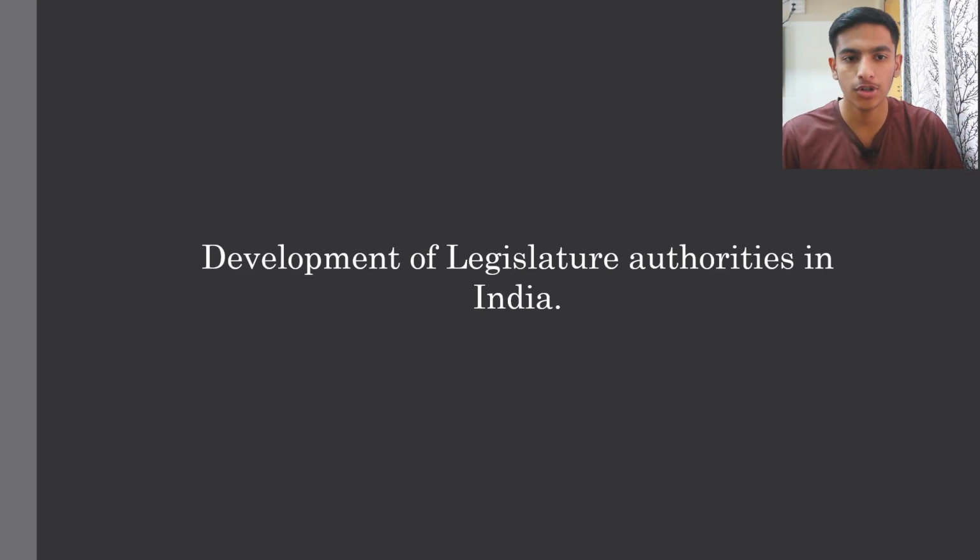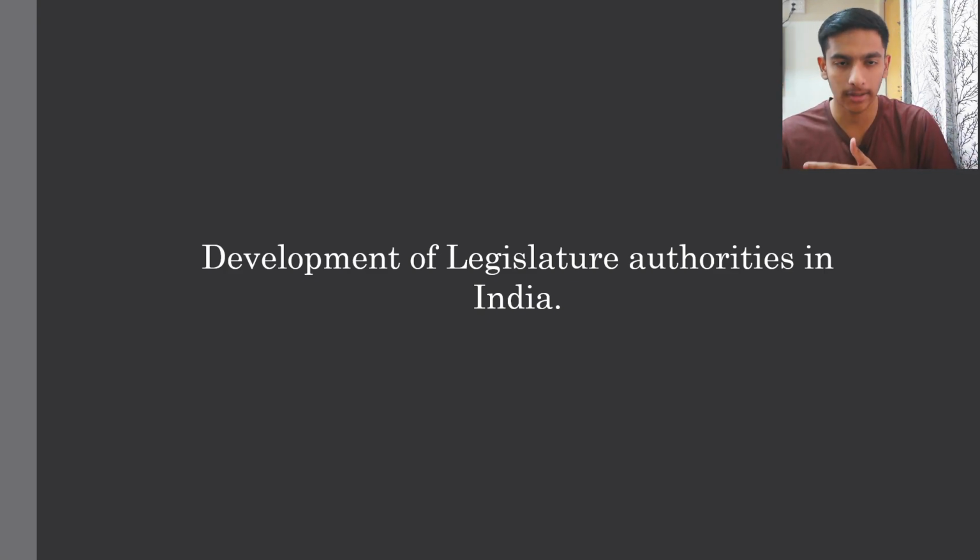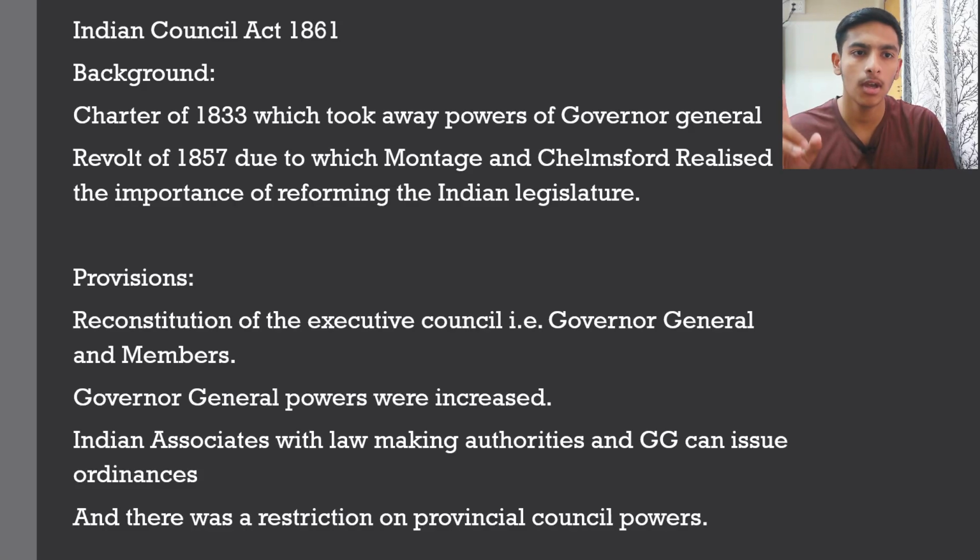In today's video we will be discussing in short the third unit of our constitutional development, the subject of second semester, that is, the development of legislative authorities in India, which includes many acts: the Indian Councils Acts, the Government of India Acts, and subsequently the Indian Independence Act of 1947. What were the developments during this course from 1861 till 1947 we will be learning in very short today. First is the Indian Councils Act of 1861.